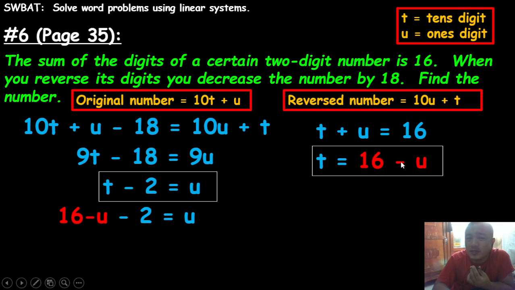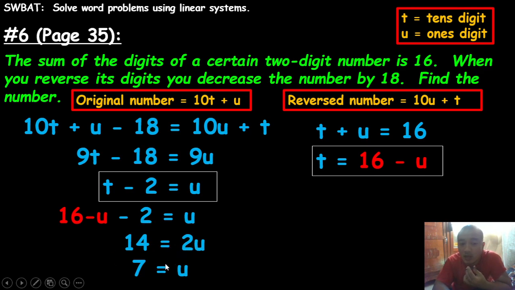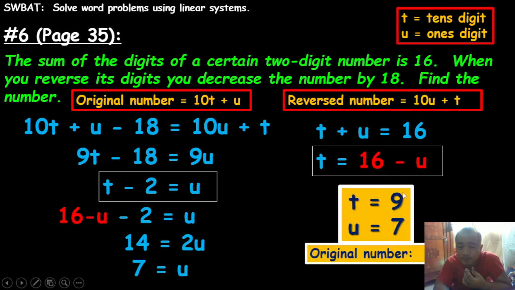Then since T equals 16 minus U, let us now substitute this value to this equation. 16 minus U minus 2 equals U. So that negative 2, U plus U is 2U. 16 minus 2 is 14. Divide both sides by 2, 7. U is 7. What is T? 16 minus 7 is 9. Therefore, the units digit is 7, the tens digit is 9, and the original number is 97. Okay? And if you reverse this, it becomes 79. And 97 minus 18 is 79.